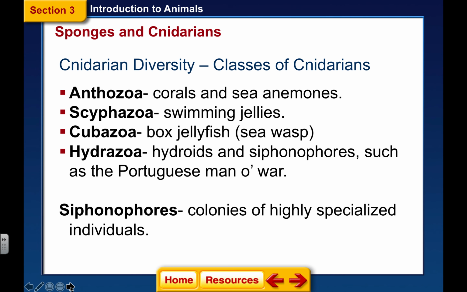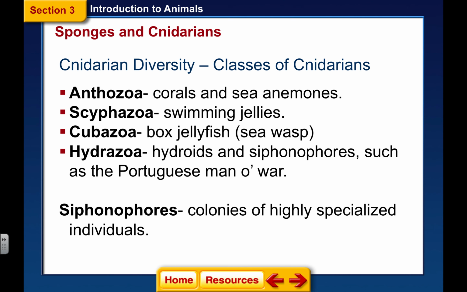Okay, there are four classes of jellyfish: Anthozoa, Scyphozoa, Cubozoa, Hydrozoa. I don't know if y'all ever paid attention, but in Finding Nemo, when the science teacher has them all at the beginning and he is singing his song, he is singing the classes of jellyfish. So he goes through them all. So that's pretty scientifically correct there.